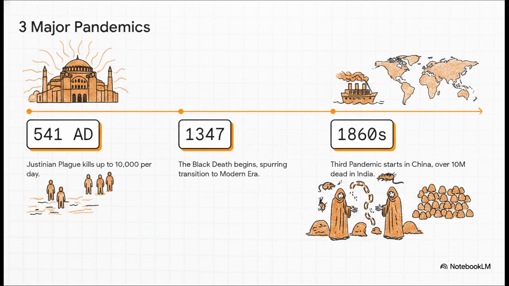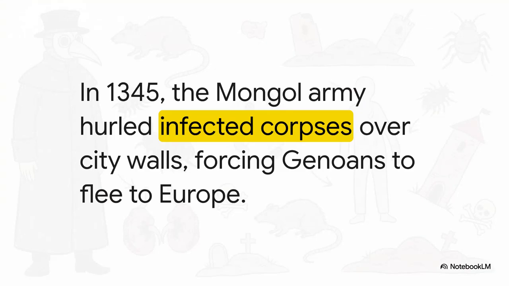Then we have the infamous 1347 Black Death, which killed so many people that historians actually argue it forced the transition from the Middle Ages into the Renaissance and the modern era. And finally, the third pandemic, exploding out of Hong Kong in the late 19th century and claiming over 10 million lives in India alone. But you might be wondering, how did that infamous 1347 pandemic actually reach Europe?